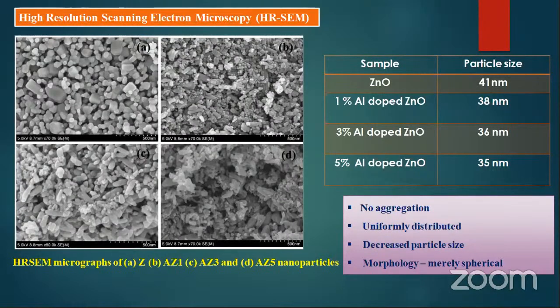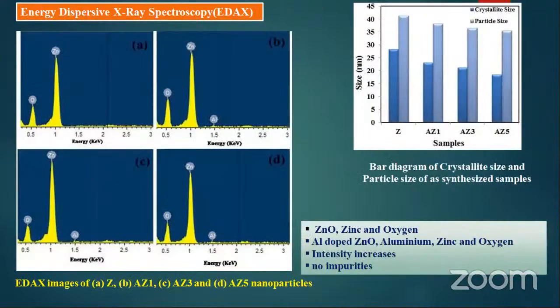We can also see a particle size distribution that I have mentioned in the table, and it is decreasing as the concentration of doping is increasing. This is the EDAX, and from the EDAX, I have seen that all the samples were pure, that is only ZnO peaks were there, and in case of doping, we can see small aluminum peaks, and they are very small as the doping concentrations are very low. And here you can see a bar diagram of crystallinity. For the undoped sample, the crystallite size and particle size are greater, and it is decreasing as the doping concentration is increasing.